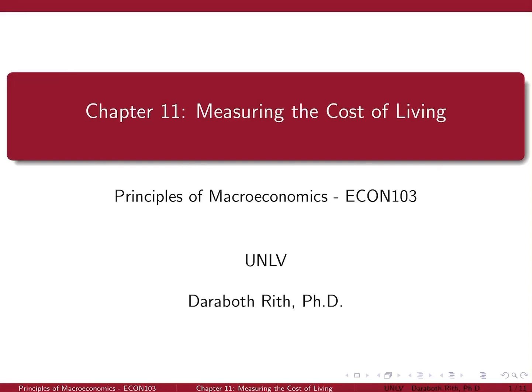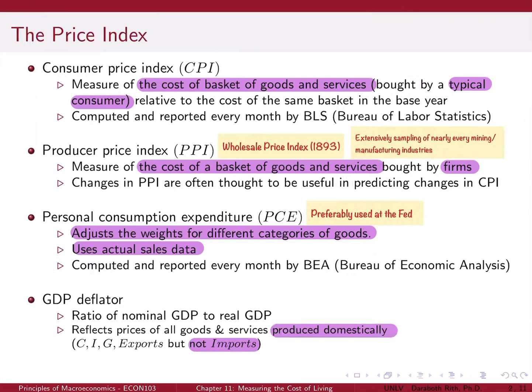Chapter 11. Measuring the Cost of Living. To grasp the concept of the cost of living, it is crucial to understand the various price index indicators available. There are four primary indicators: the Consumer Price Index, CPI, the Producer Price Index, PPI, the Personal Consumption Expenditure Index, PCE, and the GDP deflator.